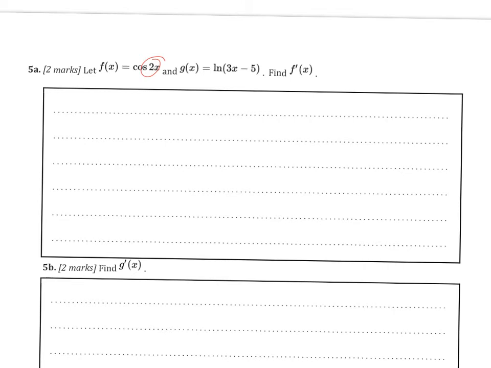So the first thing I would do is write down your chain rule property. dy dx equals dy du times du dx. That's a y right there. And we know it's chain rule because we have this function 2x inside the other function cosine of x.